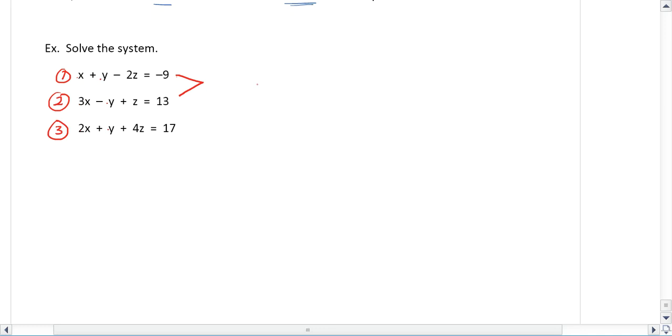So adding them, 1x and 3x is 4x. The y's are gone, and negative 2 plus 1 is a negative 1z. And then I have negative 9 rather, and 13 is 4. Then I'm going to look at equations 2 and 3, and since I can see ahead of time that the y's are going to be eliminated, I'm going to add these two together.